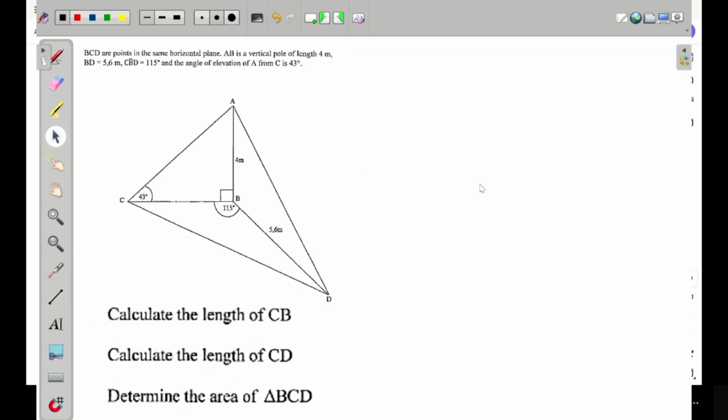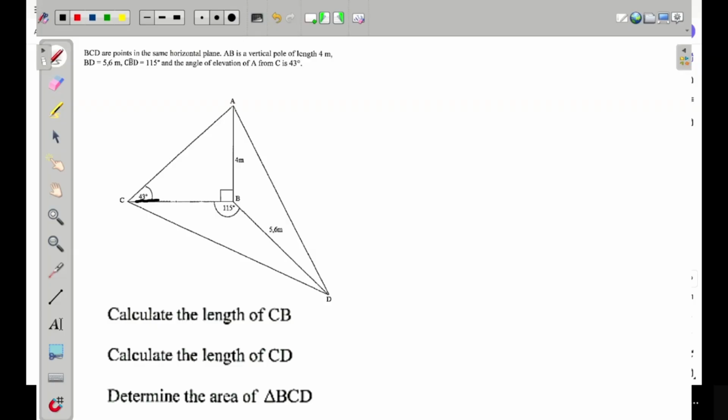All right, so let's see what's happening here. B, C, D are points in the same horizontal ground. So this is like on the floor. And then AB is a vertical pole of length 4 meters. BD is 5.6 meters. And CBD is 115. And the angle of elevation of A from point C is 43 degrees. Okay. So we have to calculate the length of CB, and then we calculate the length of CD, and we find the area of BCD. So let's see what's happening here, right?